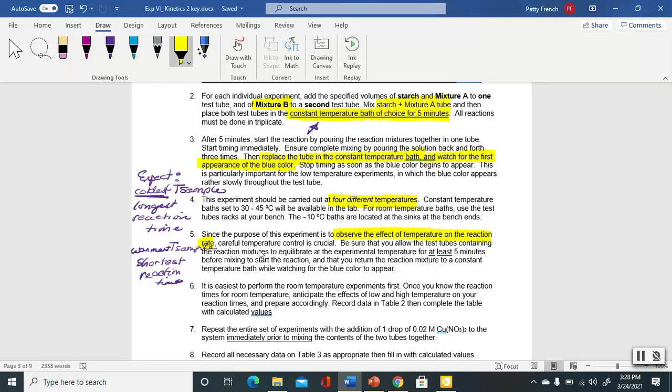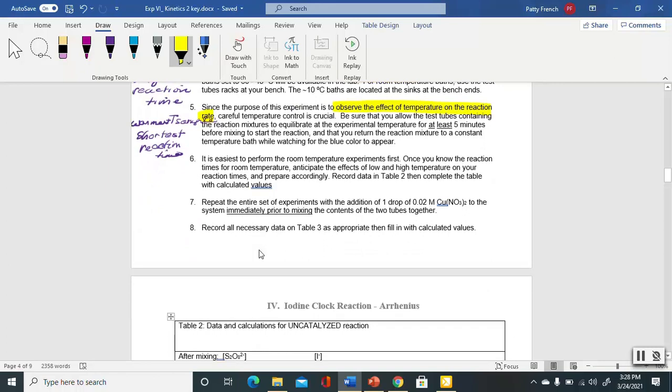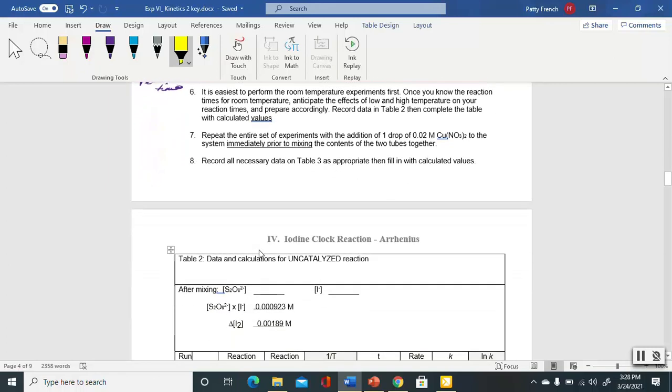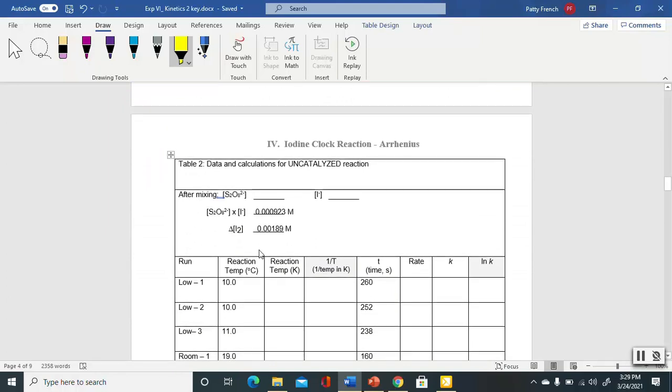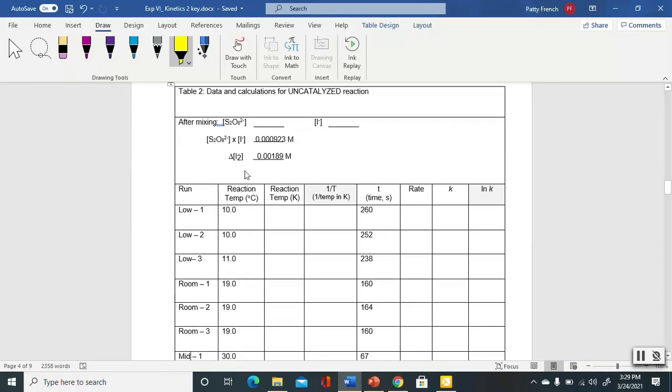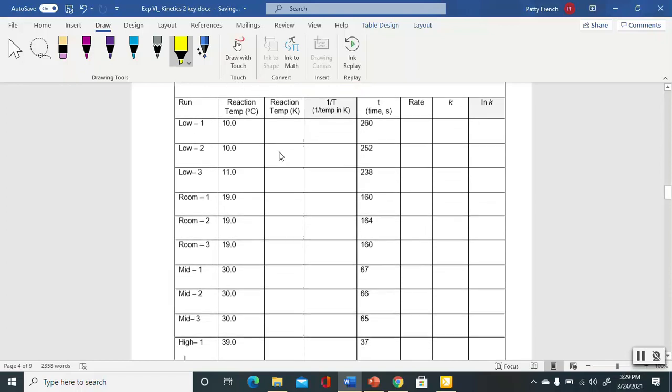Now, okay, this goes on to give you some instructions, but I want to kind of get to these data sheets. What are we going to be doing here? I think we need some instructions. Well, let's look at the whole data sheet. Up here, you can see the concentrations for after mixing for persulfate and iodide, and I will help you walk through all of this in the Processing the Data video, but I want you to look at the data sheet.